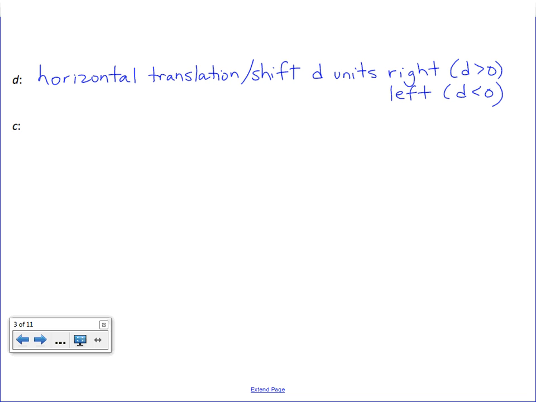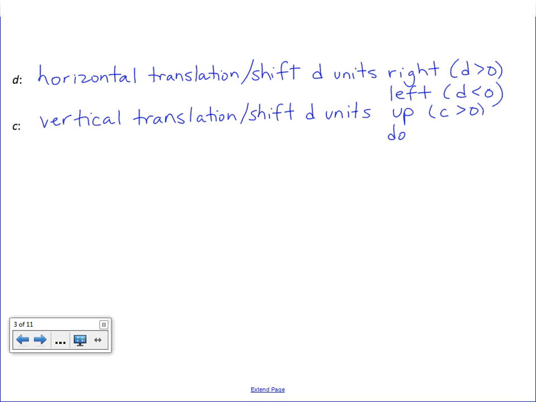Okay, and C will be vertical. Same thing, but for vertical. Vertical translation or shift: C units up if C is greater than 0, down if C is less than 0. Do that if you want.